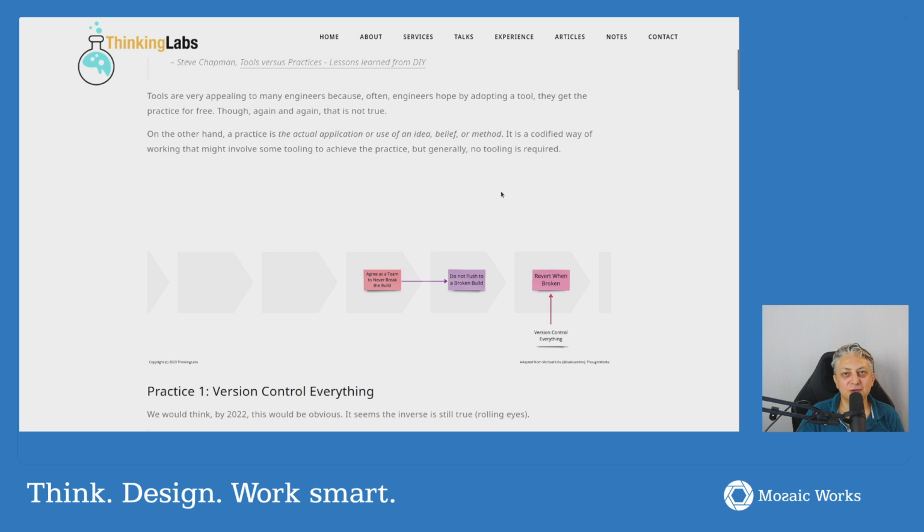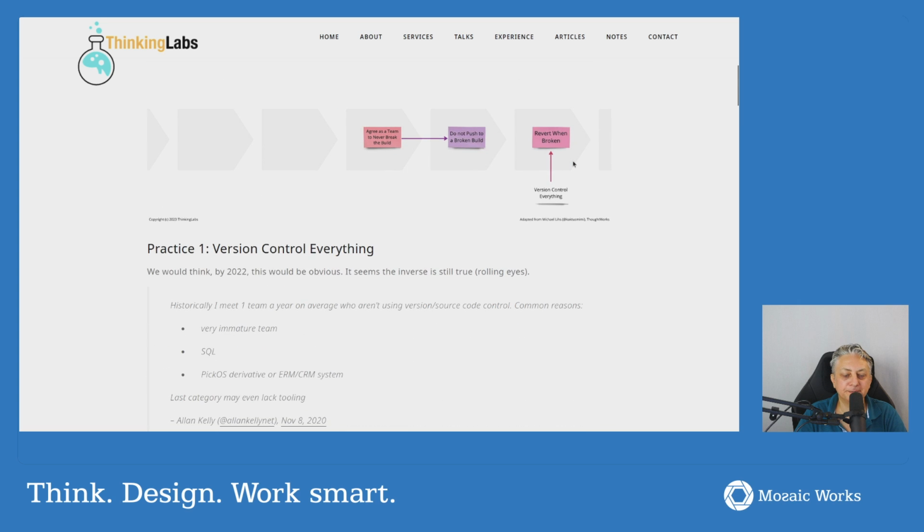Tools are so important when in fact what I'm trying to teach people most of the time is practice, mindset. But we always have to discuss tools because you can't escape them. And they hope that just by using the tools they get mindset, but it's not that simple. On the other hand, the practice is the actual application or use of an idea, belief, or method. It is a codified way of working that might involve some tooling to achieve the practice, but generally no tooling is required.